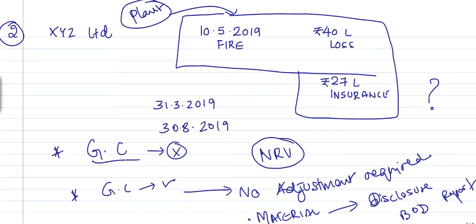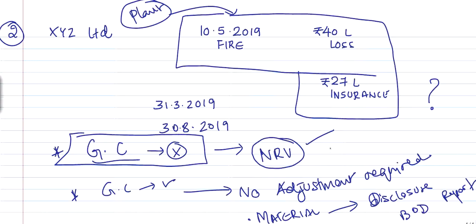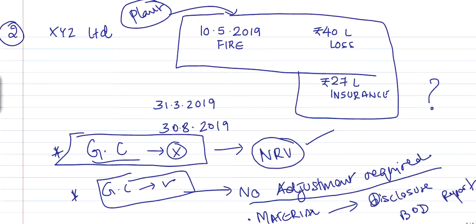So if the going concern is no longer there, then preparation of assets and liabilities is on the basis of NRV. If the going concern is valid, then no adjustment is required. If it is material, disclosure in the board of directors report is necessary. Next question.